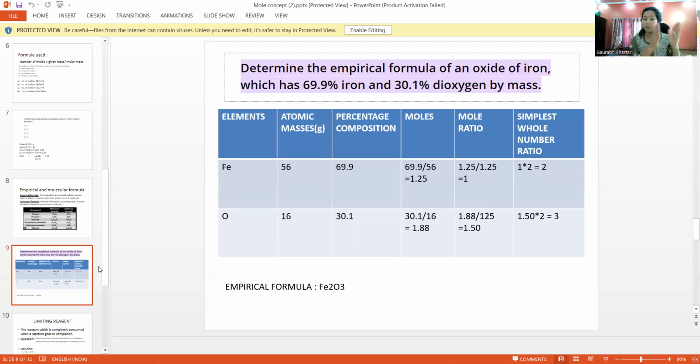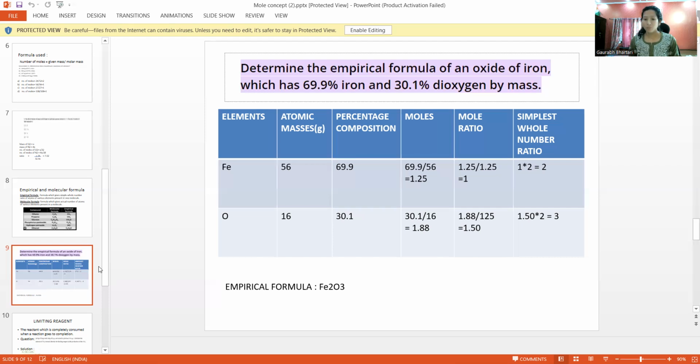For example, in the first column we'll mention the elements, that is iron and oxygen. In the next, it is necessary for us to know the atomic masses of these elements, which is 56 for iron, and for O it is 16. Right, the percentage composition is given to us. Now, please look at the fourth column, which is moles. Again, we'll calculate this with the help of the formula given mass upon molar mass. We will take the percentage composition to be the given mass, and we'll divide it by the molar mass. Okay.